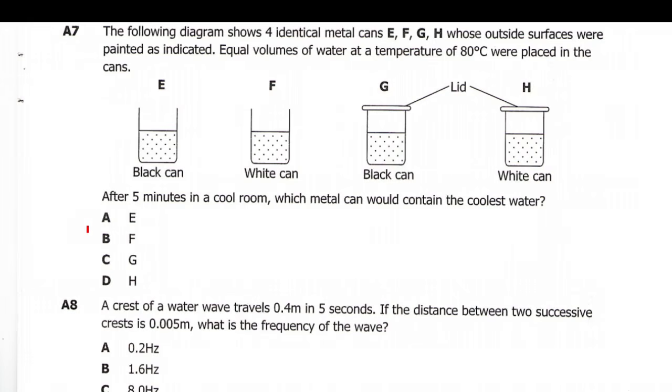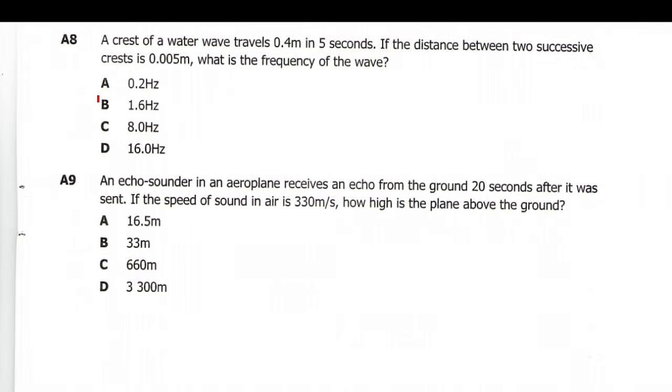So the answer here is A. Then 8 reads, a crest of a water wave travels 0.4 meters in 5 seconds. If the distance between two successive crests is 0.005 meters, what is the frequency of the wave?